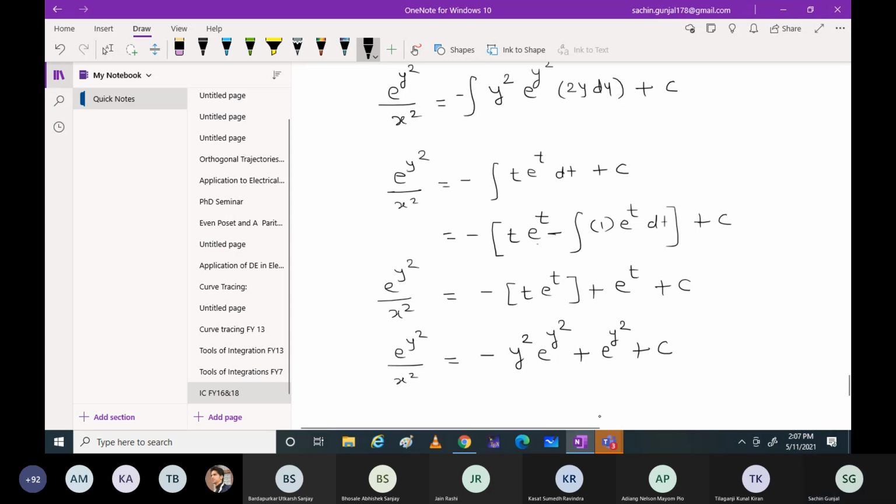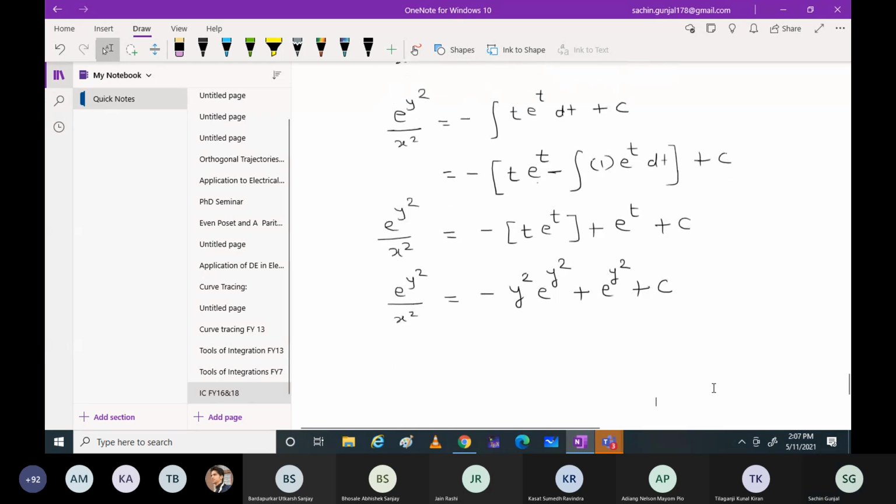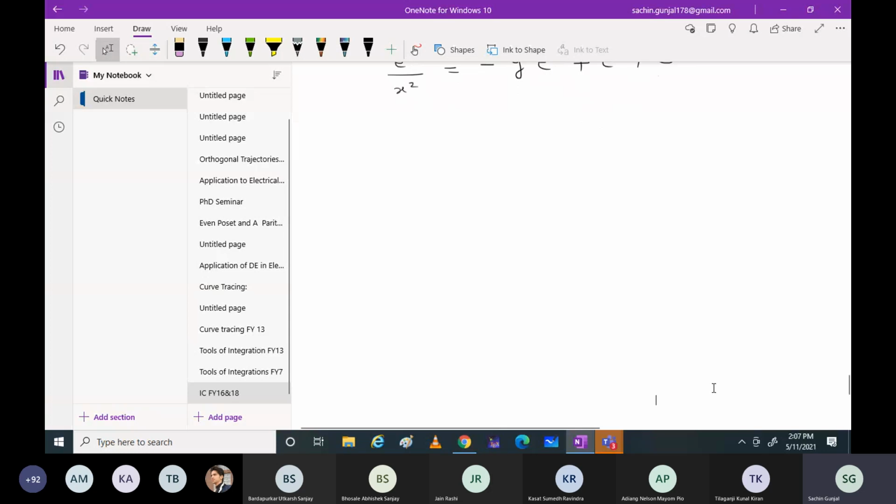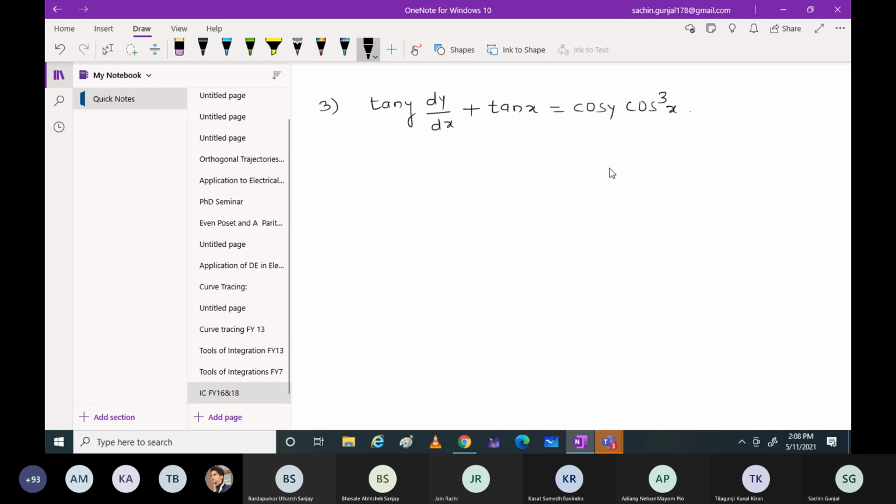Where you have neither power of x nor power of y, but still you can make it linear. So let me just ask you if you can rearrange it properly. So tan y dy by dx plus tan x is equal to cos y into cos cube x. Okay. So this is not Bernoulli's differential equation, but this can be transformed to linear differential equation using proper substitution.